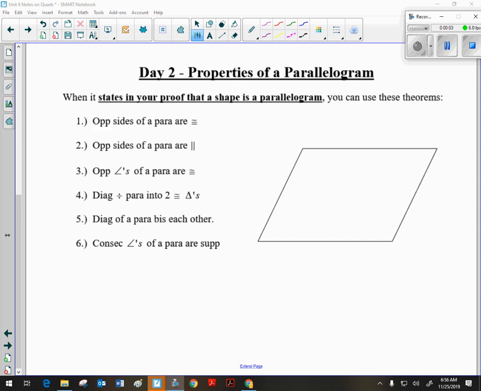Day 2, we're going to start talking about parallelograms. With parallelograms, you're going to notice that we spend a few days talking about them because the ideas are so important in order to learn about the other shapes as well. So we know that in a parallelogram there are 6 properties, and you can see those 6 properties listed here. Those 6 properties are things that you want to make sure that you have memorized. So it's super important that you understand the vocabulary and what they actually mean.